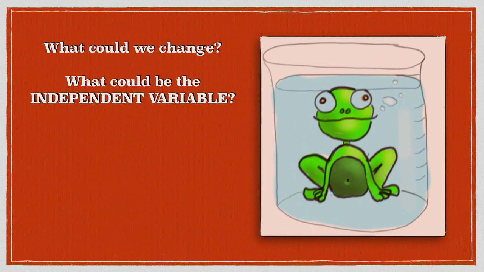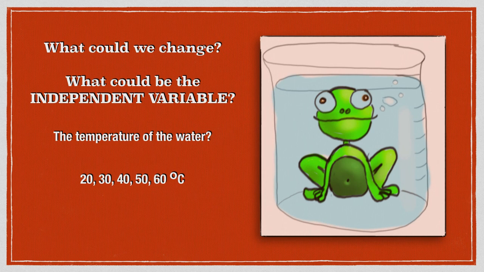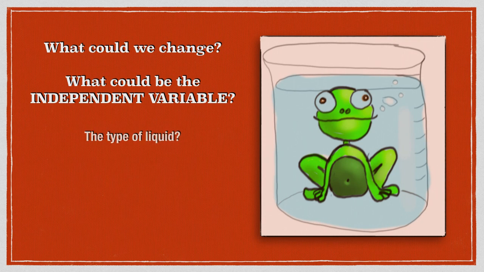So, when heating up frogs, what could we change? What could be the independent variable? Well, the obvious one is changing the temperature of the water. We could have 5 iterations and heat the frog up to 20 degrees, 30, 40, 50 and then 60. We could also maybe heat them to a set temperature using different liquids to see if that makes a difference. For example, we could use pure water, salt water, cola, milk and of course gravy.